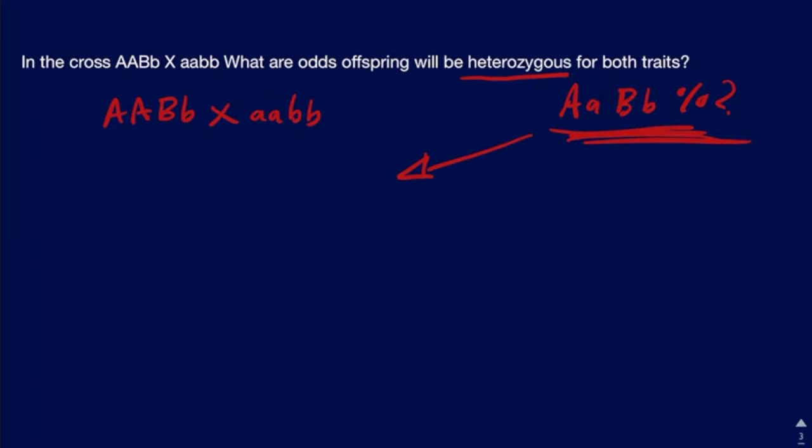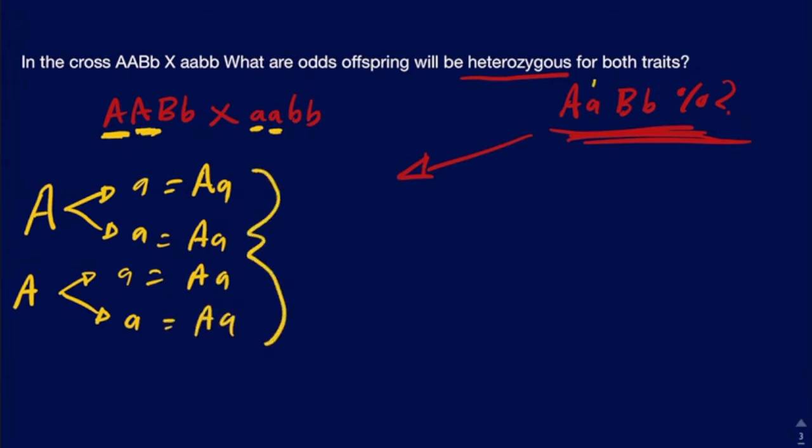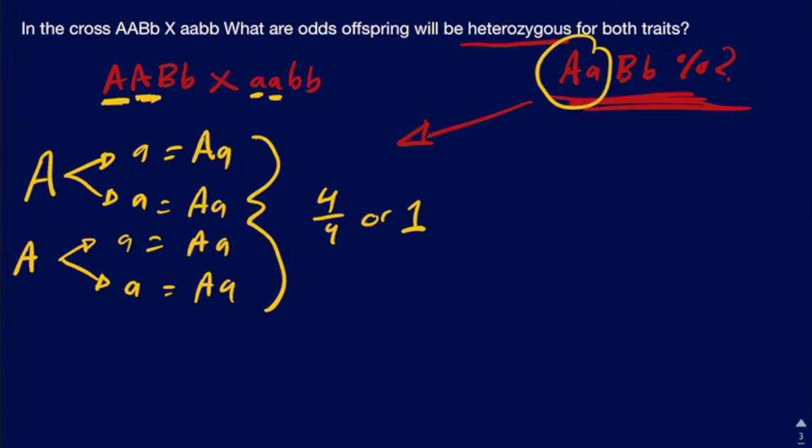So thinking about it one gene at a time, let's go ahead and consider if the mom were to give a big copy of her A gene, what would the dad give? Small copy or small copy? If the mom were to give this copy of her A allele, it'd be the same thing. So you don't really have to write this out, but if you do this multiplication, you get big A little a, big A little a. All of these are heterozygous, and that's what we're looking for, so 4 out of 4, or 1.